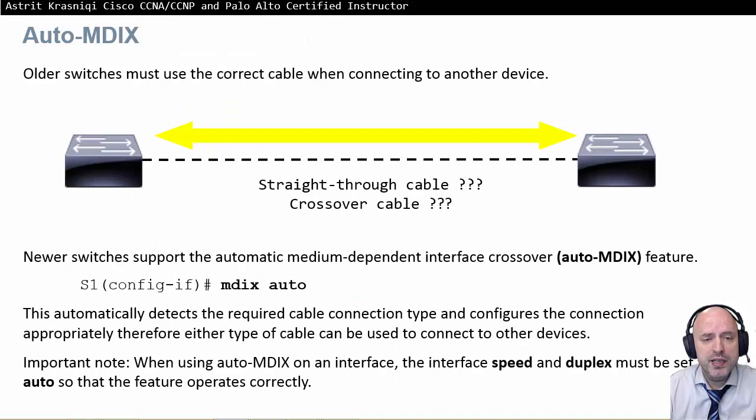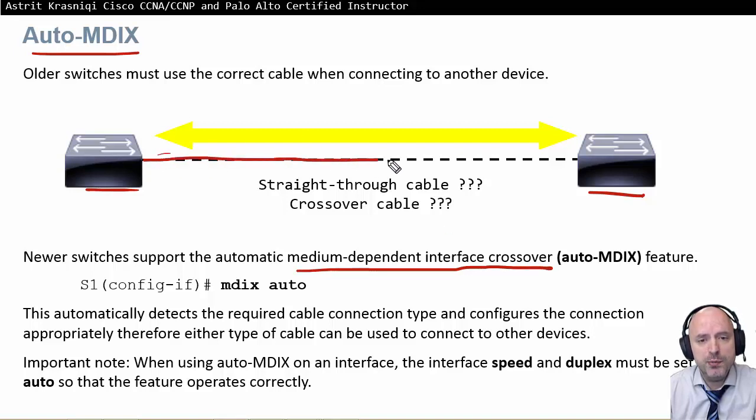Now, Auto-MDIX. If you connect two switches together, then you need to connect them with a crossover cable. But the new switches have this feature called Auto-MDIX, and MDIX stands for Medium Dependent Interface Crossover. What this is going to do, for example, if you connect a straight through cable and the Auto-MDIX feature is on, it will find out that the other side is a switch, so it will correct the cable and treat it as a crossover cable. So it automatically detects the required cable connection type and configures the connection properly. Therefore, either type of cable can be used to connect to other devices.